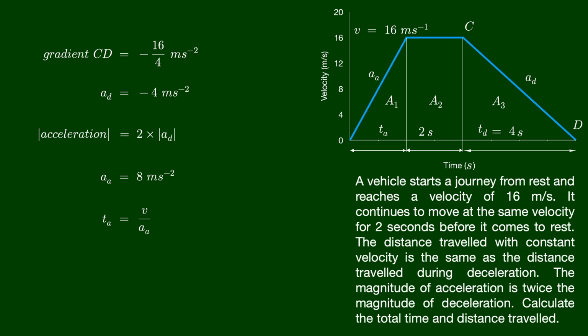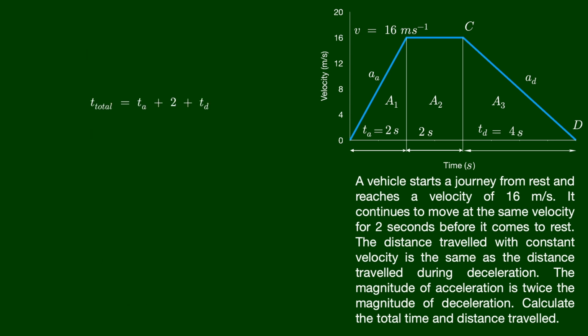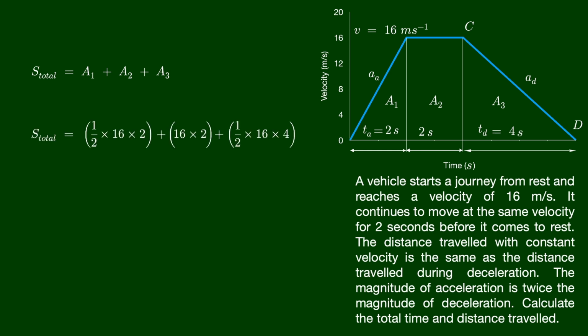We can calculate the time taken to accelerate from this expression. The total time is the sum of t_a, 2 seconds, and t_d, which is 8 seconds. The distance traveled is equal to the area under the curve, which is the sum of area A1, area A2 and area A3. The total displacement of the vehicle is 80 meters.